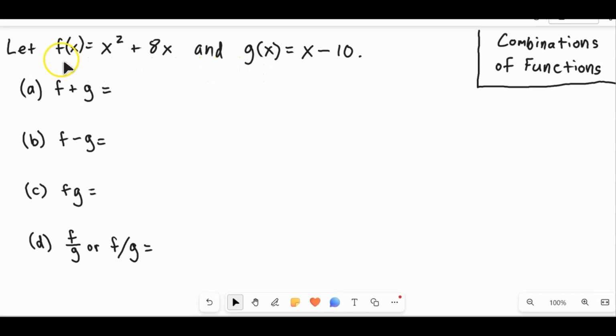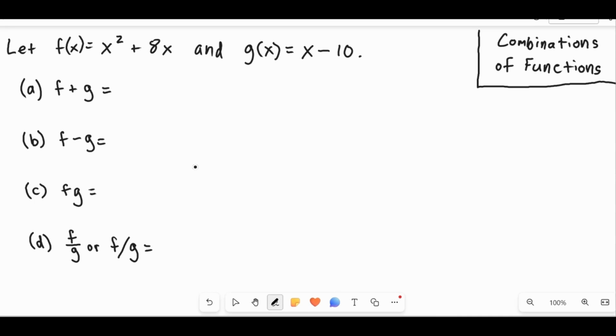So here, in this case, we have f of x is equal to x squared plus 8x, and g of x is equal to x minus 10. And so in this particular video, we're going to do 4 kinds of combinations. We're going to do an addition combination, a subtraction, a multiplication, and a division. Okay, so these are pretty simple, and there's a couple ways to write them.